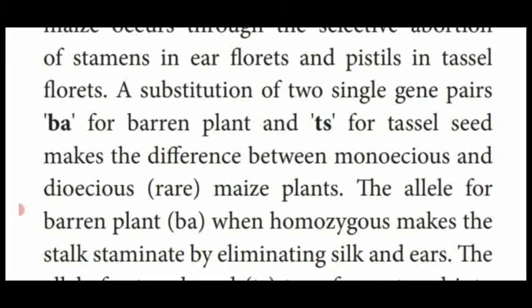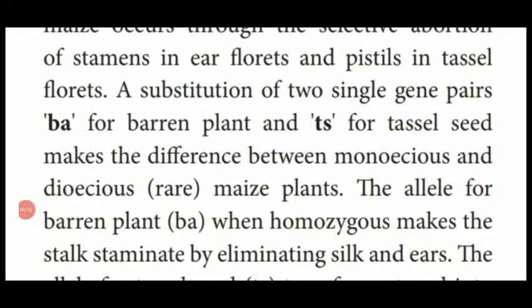Make the difference between monoecious and dioecious maize plant. So, these are all the different substitution genes present: Ba for barren in the male inflorescence, and Ts for tassel seed in the female inflorescence.